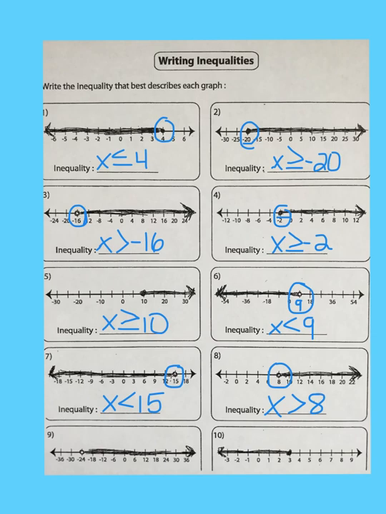So in this case, X is going to be greater than 8 because our 10 or our 12 are both greater than 8. Last two. X is greater than negative 24 because negative 18 is greater than negative 24, and it is the open dot. Number 10, go ahead and give this one a try.